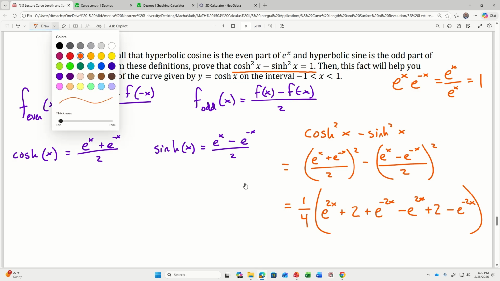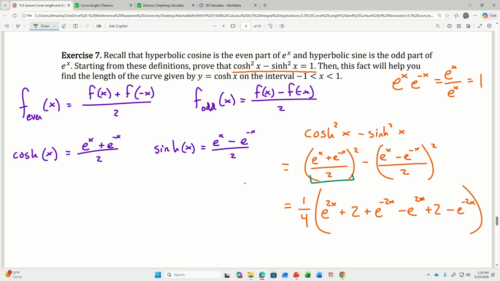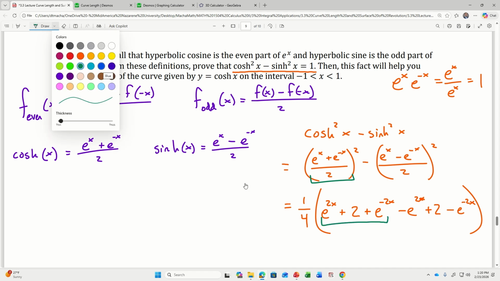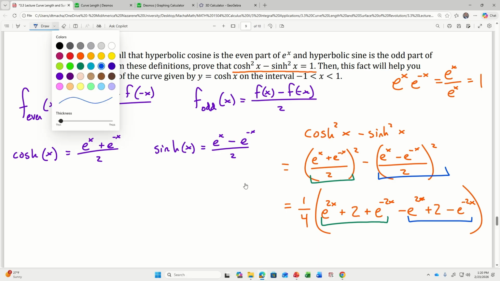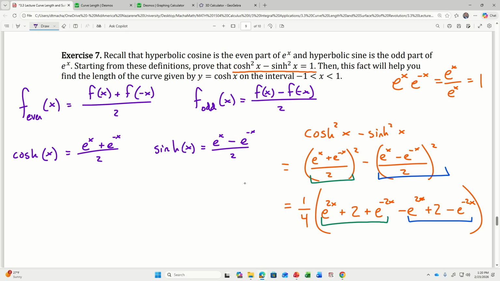All right, just to color code this for you: the first term gives me this trinomial when I FOIL it, and the second term gives me this trinomial when I FOIL it. You have to be careful distributing that minus sign. Now when you look at it, some of that stuff cancels, and this simplifies to 1/4 times 2 plus 2, which is 1. So cosine hyperbolic squared minus sine hyperbolic squared is equal to 1.